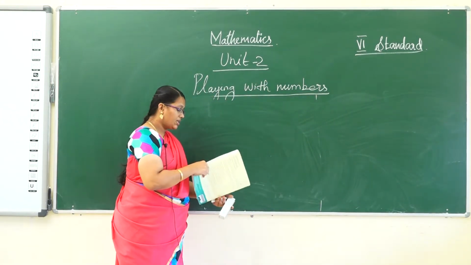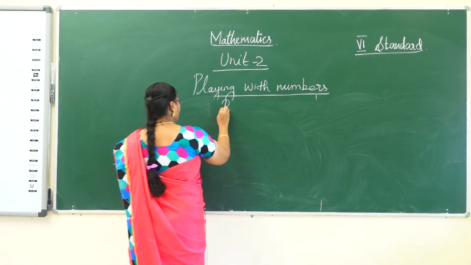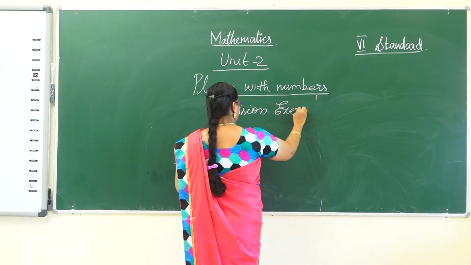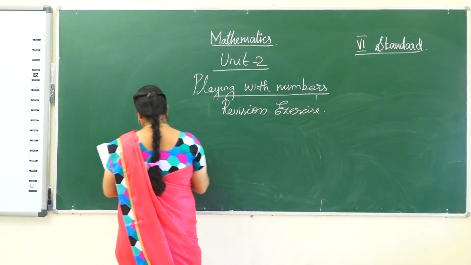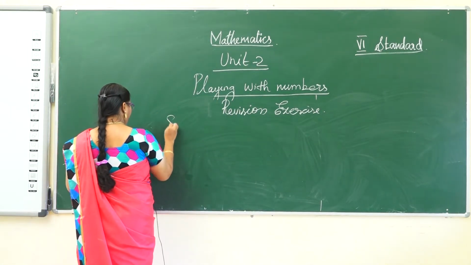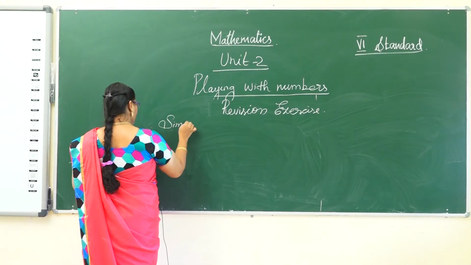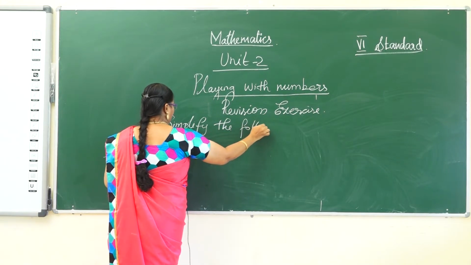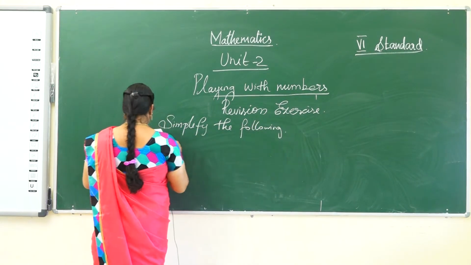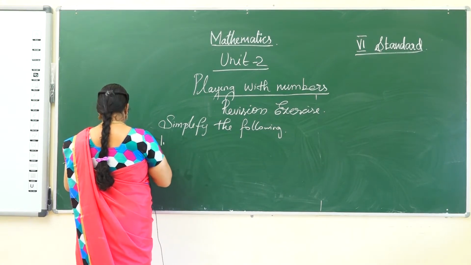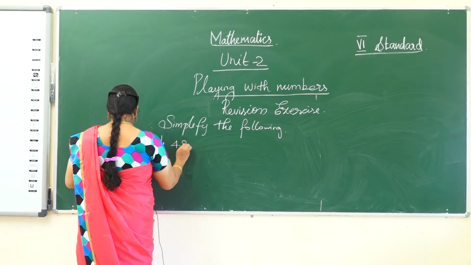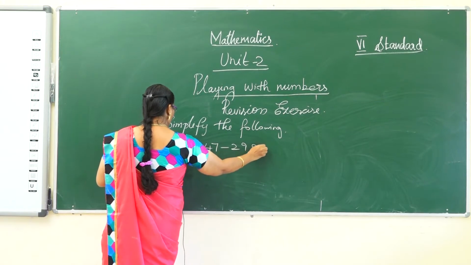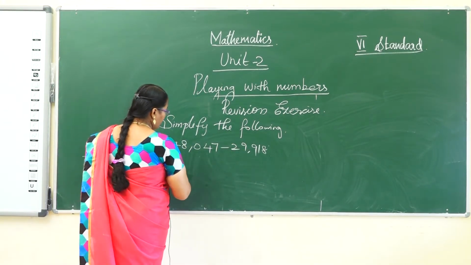Now see the revision exercise. Simplify the following. First one: 48,047 minus 29,918 is given. How do you subtract?